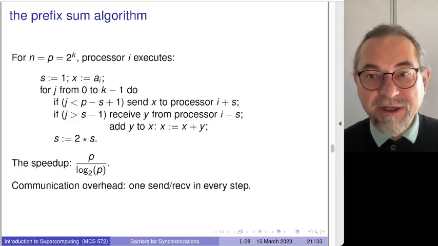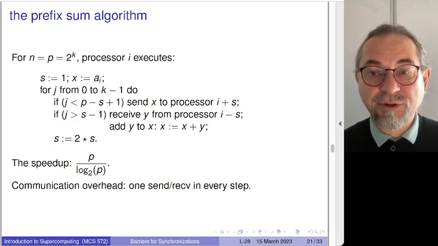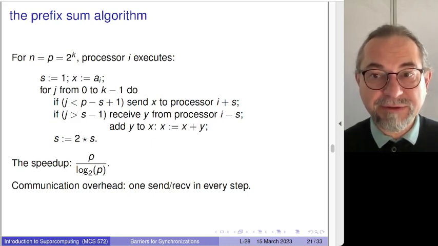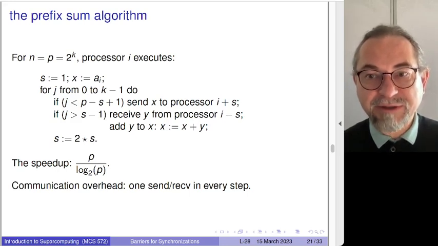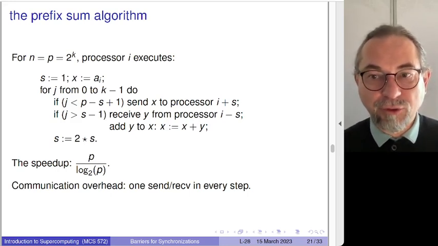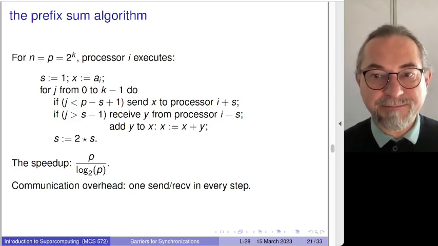So the speed up is the total number of processors divided by the logarithm of the number of processors. So there is a communication overhead. There is one send and receive in every step. We are following something that is quite similar to the butterfly step. So this is a tree-based algorithm, but there are a lot more communication messages that are sent through, but the total number of steps is logarithmic.